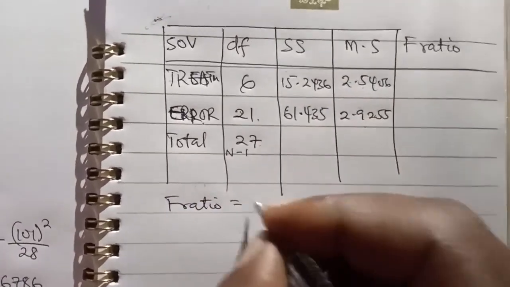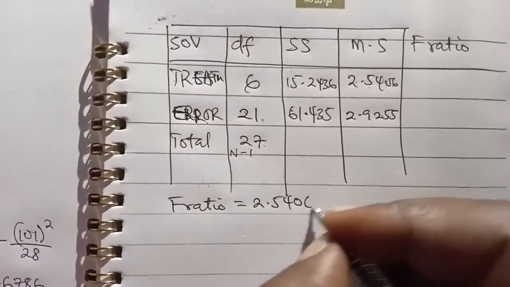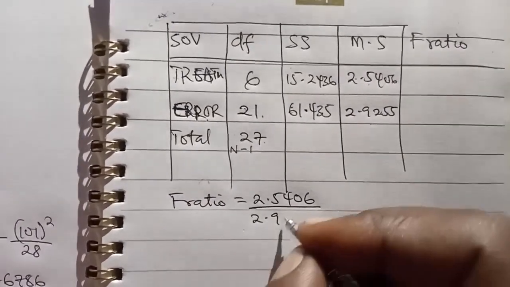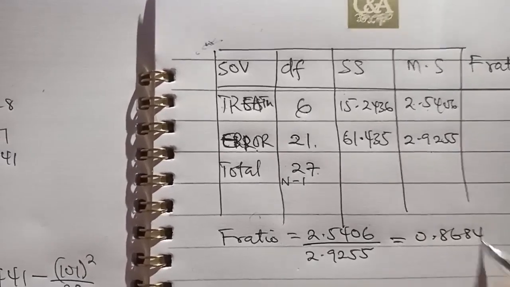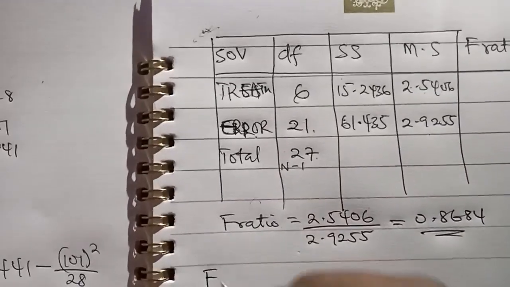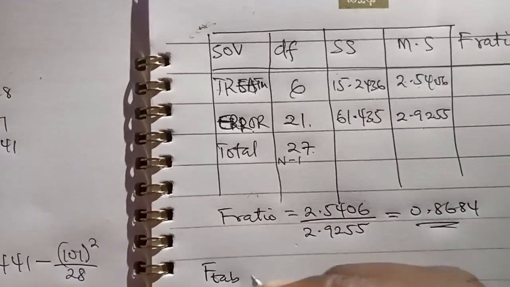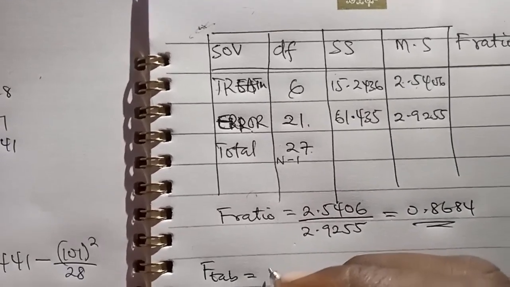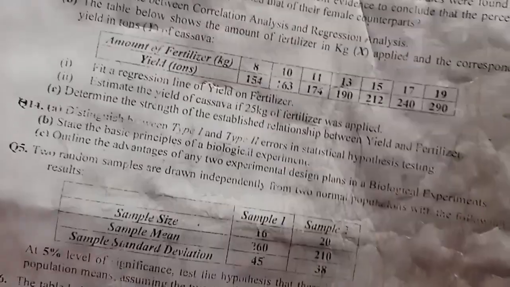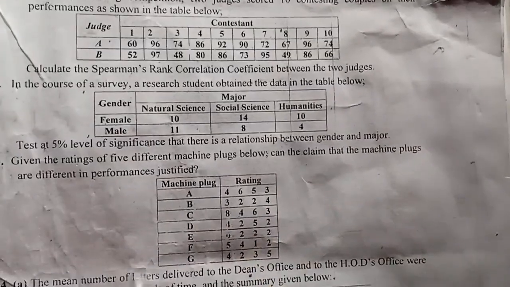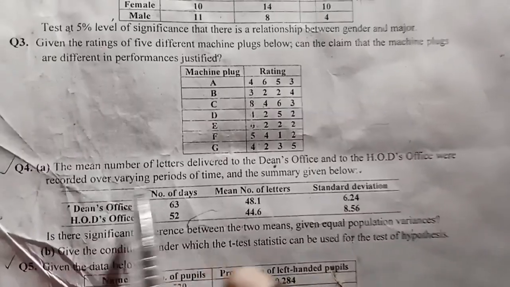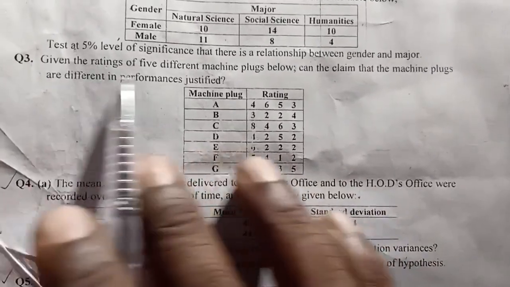So 2.5406 divided by 2.9255 will give us 0.8684. So for us to get our F tabulated, the question says, let's see the level of significance. The level of significance for the question is not really stated. So we're going to use 5%. Since it's not really stated, we use 5%.